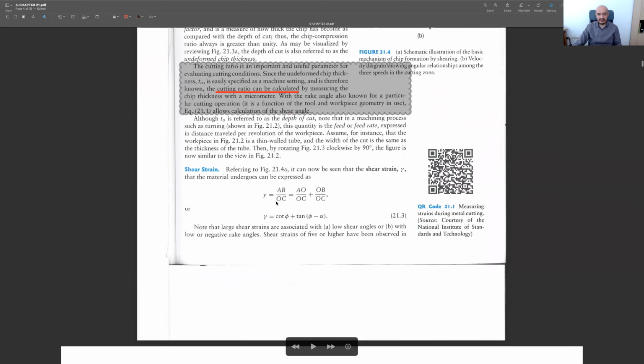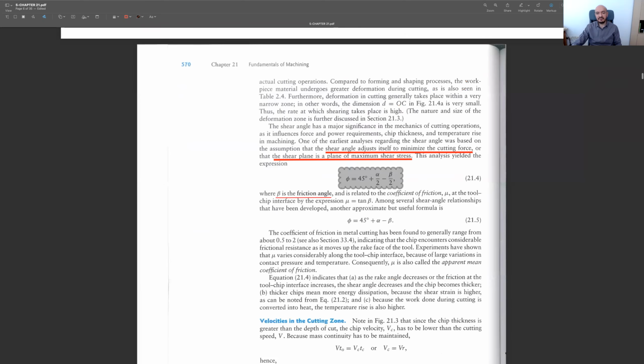Why is the shear angle important? There are various models, and in one model, they have a relationship between the shear angle, rake angle, and the friction angle. I will talk about the friction angle in a moment, but it depends on the friction between the rake face and the chips moving over it. It depends on the friction coefficient on that surface, and the coefficient of friction nu is equal to the tangent of this friction angle.